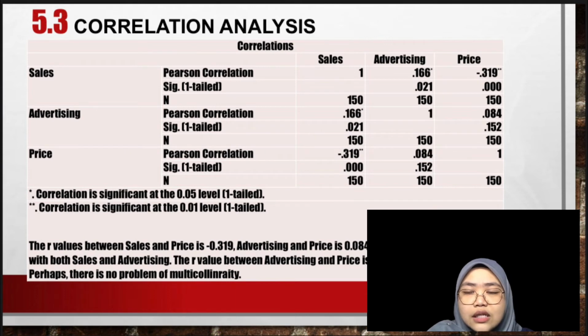Next is correlation analysis. The R value between sales and price is negative 0.319, advertising and price is 0.084. Thus, price is associated with both sales and advertising. The R value between advertising and price is 0.84, which is less than 0.85. Perhaps there is no problem of multicollinearity.